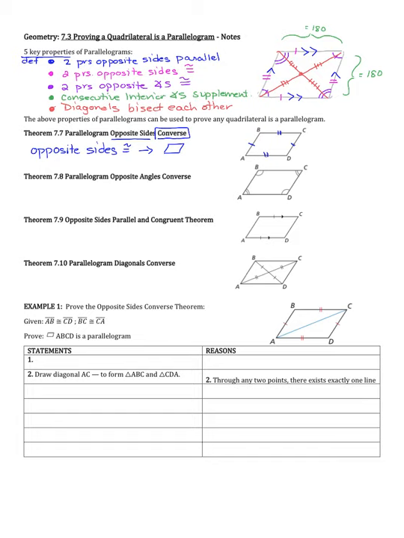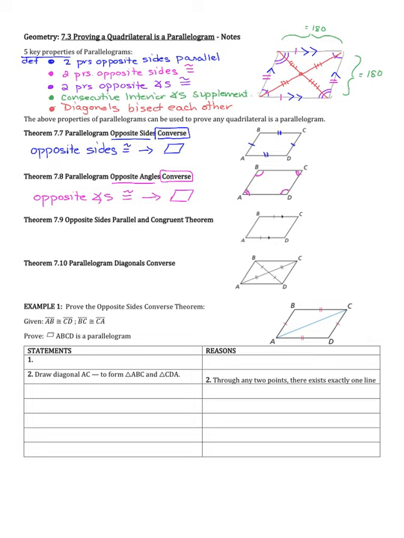Okay, then we have the angles here, the converse. And now we're talking the opposite angles. So if the opposite angles are congruent, then you can conclude that you have yourself a parallelogram. So this is congruent to this is congruent to this. It must be a parallelogram.